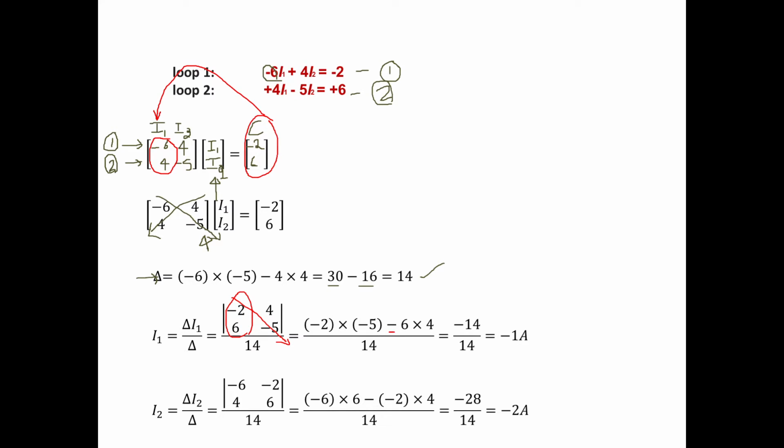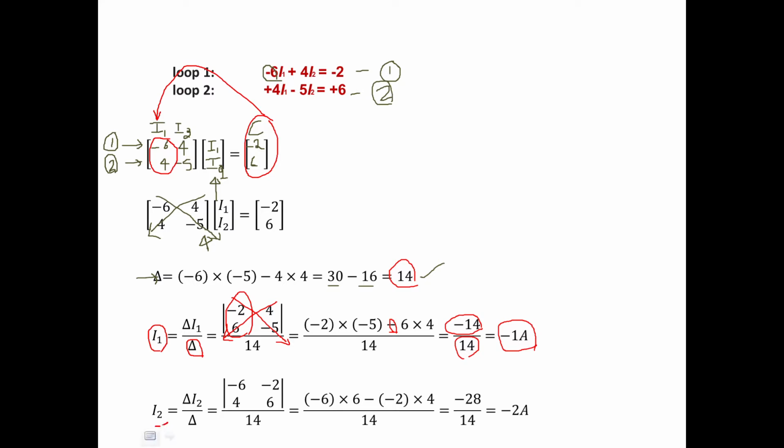Minus, you can see the minus here, minus these two numbers. So you will get minus 14. Now what is the delta? Delta is the denominator. Denominator we already found out. Denominator is 14. So the answer is minus 1 ampere. So I1 is minus 1 ampere.